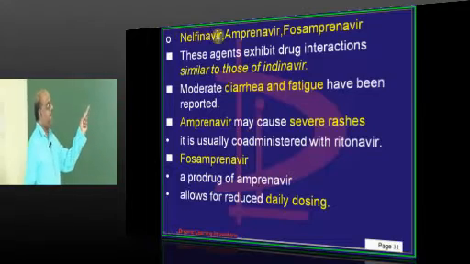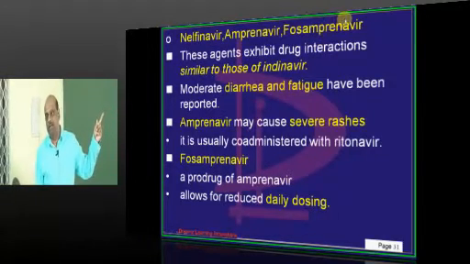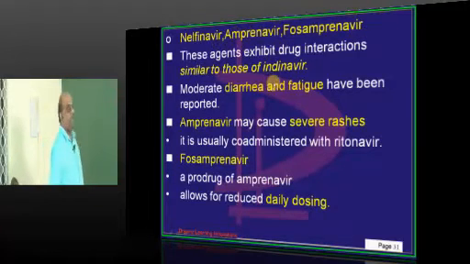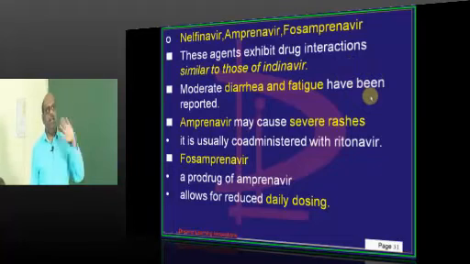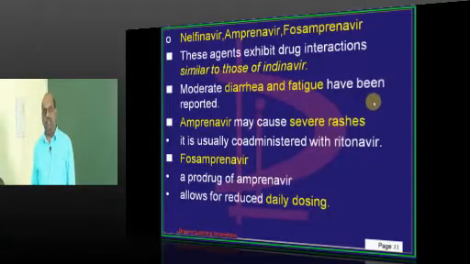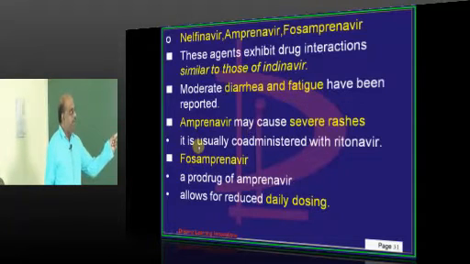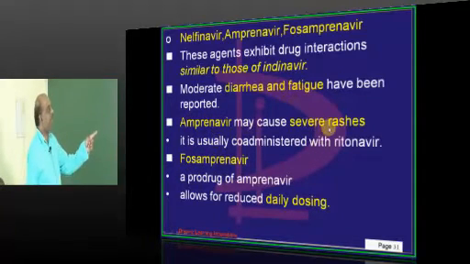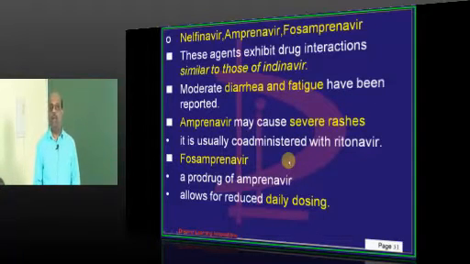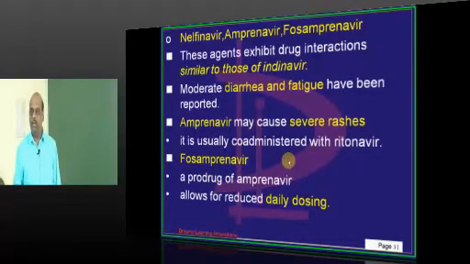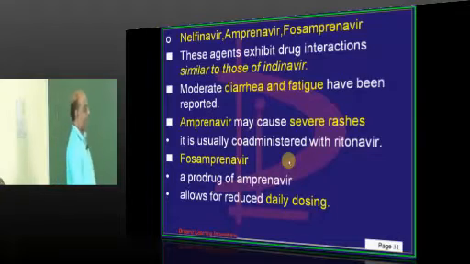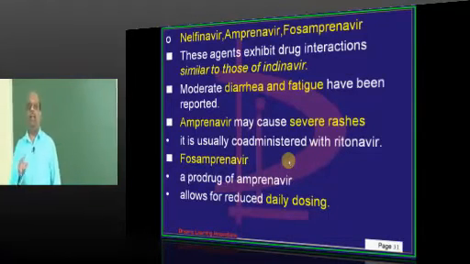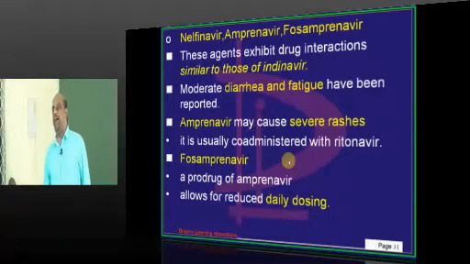Then nelfinavir, amprenavir and fosamprenavir, the other important protease inhibitors. One or two comments about them. They all have similar problems, advantages and disadvantages like indinavir. Amprenavir needs to be remembered because of the severe rashes. But just like you can combine lopinavir and saquinavir with ritonavir, you can combine amprenavir also with ritonavir. Then they slightly modified amprenavir and made fosamprenavir. The advantage is once daily dosing, which is a great advantage.